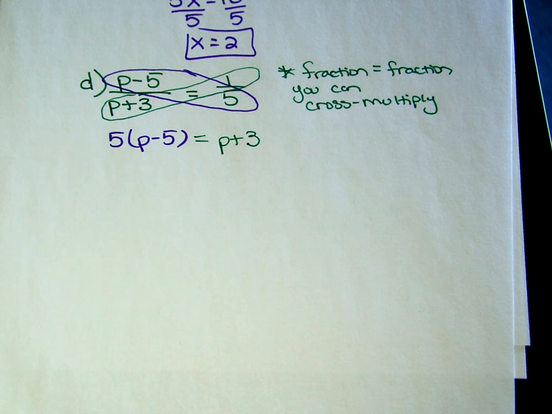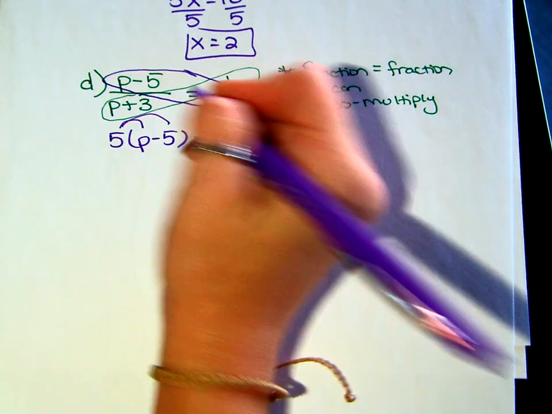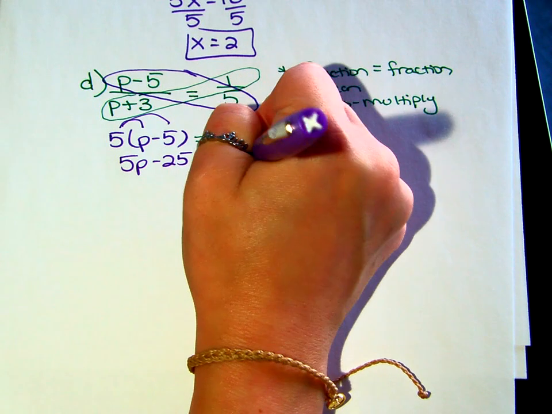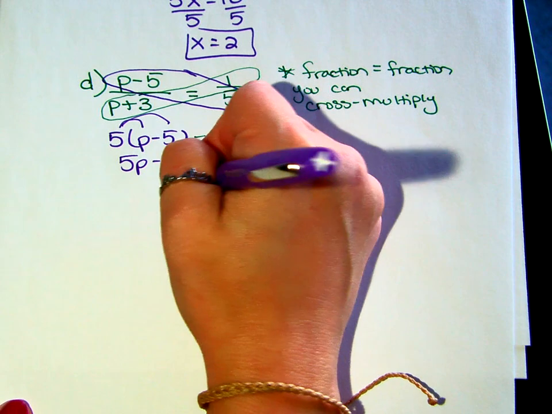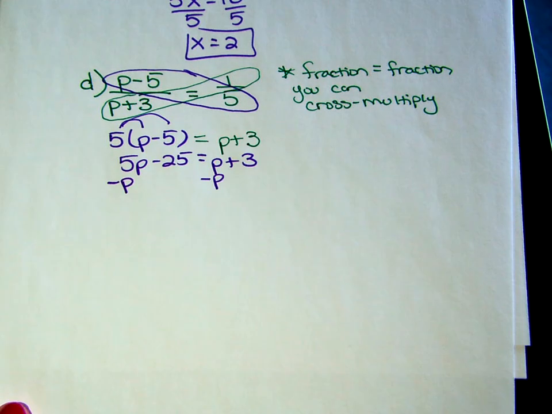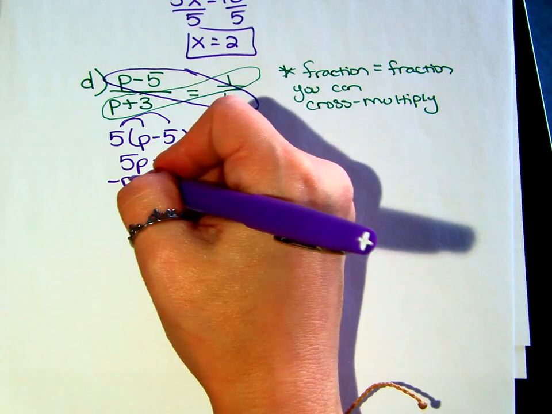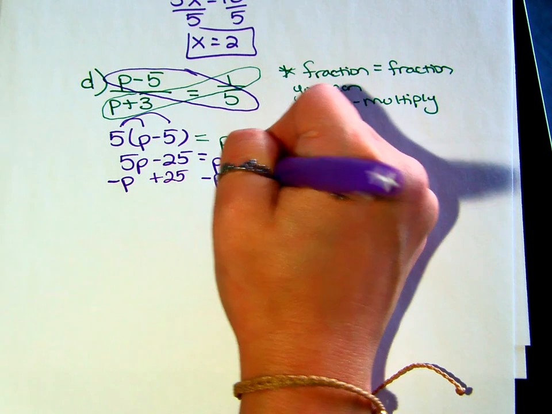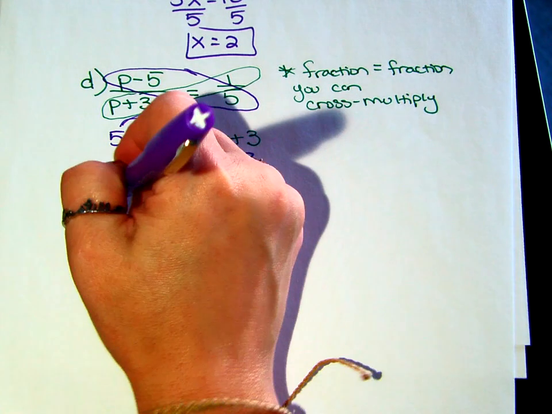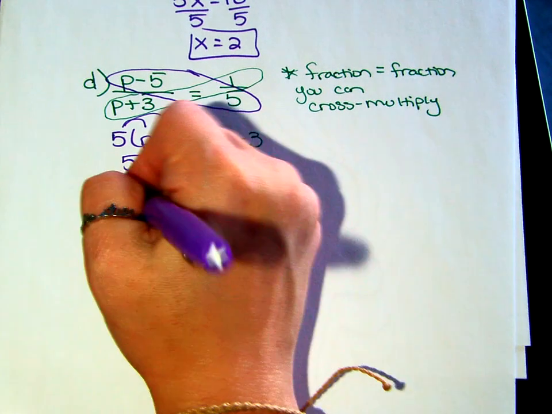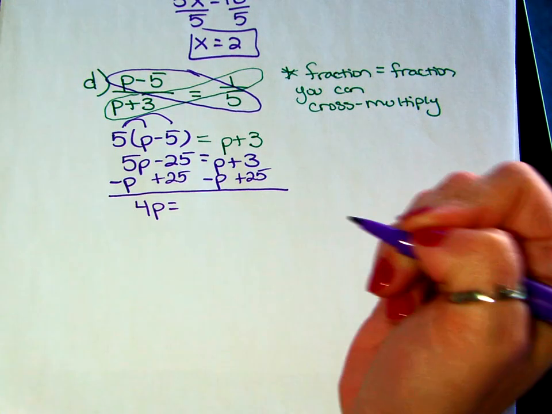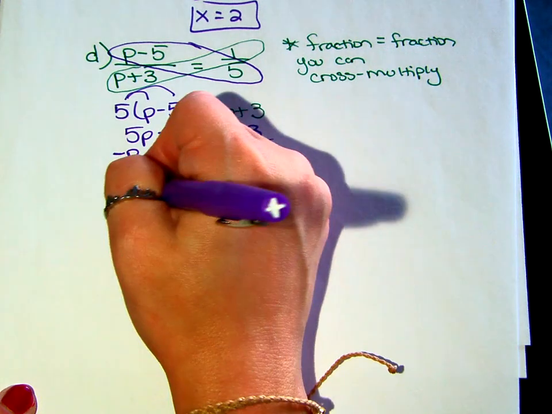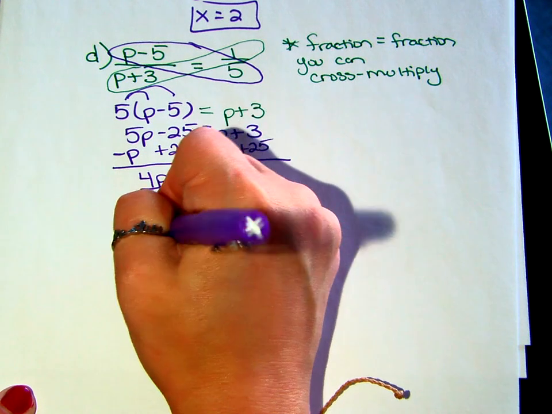So I'm going to get rid of parentheses by distributing the 5, so that I get 5P minus 25 equals P plus 3. Subtract the P. I'm going to do more than one step at a time here, because I'm going to move my variables to the left. I'm going to move my constants to the right by adding the 25. You can make that into 2 steps as we've done before. I'm going to do it all at once just to save some room. That'll give me 4P equals 3 plus 25, which is 28. Divide by 4. P equals 7.